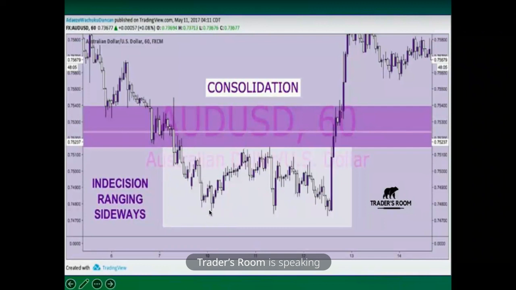So understand that these are the natures of the market you're going to see. You're going to see an uptrend market. You're going to see a downtrend market. You're going to see a consolidation market, a ranging market. Consolidation and ranging are the same thing. So three natures of the market you're going to experience when you become a day trader. You're going to experience this on a daily basis.